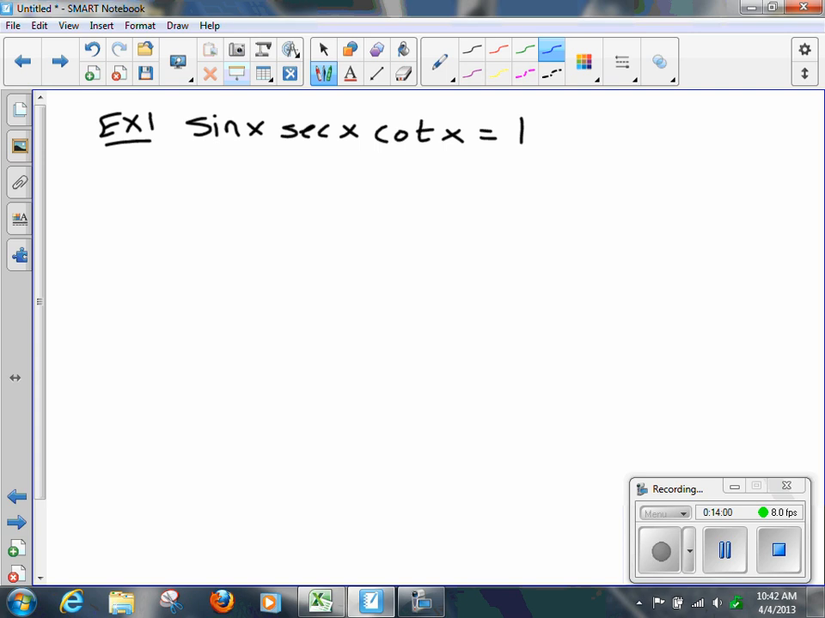What am I going to do to this? Sine x over 1 times what? It's hard. 1 over who?